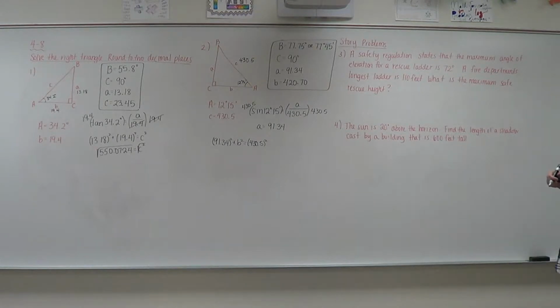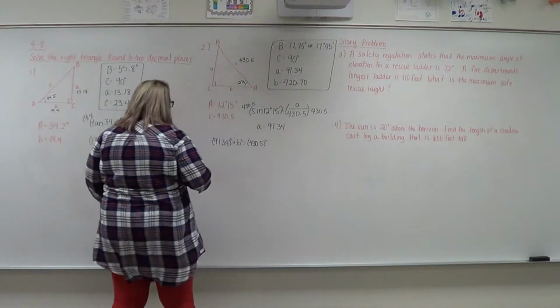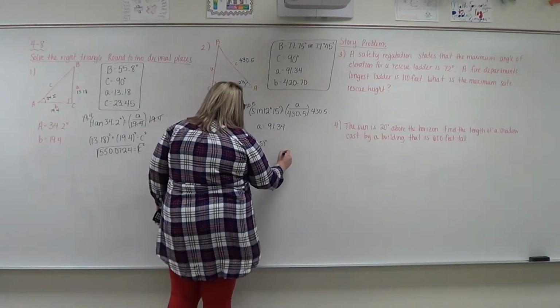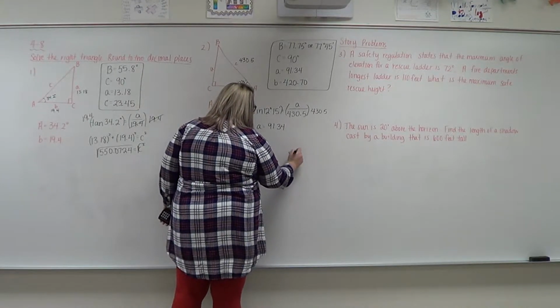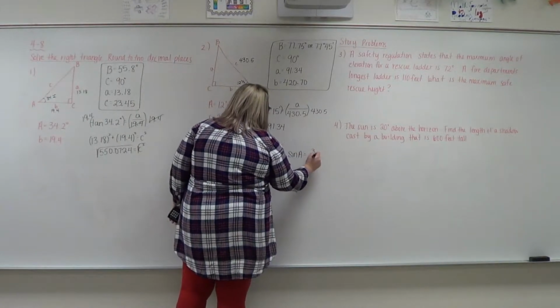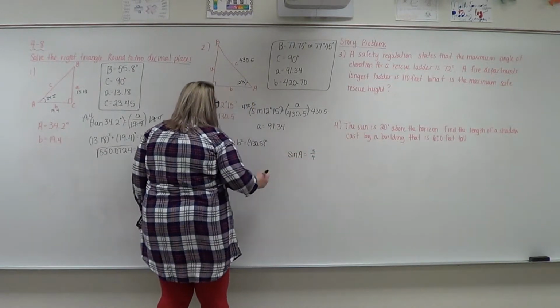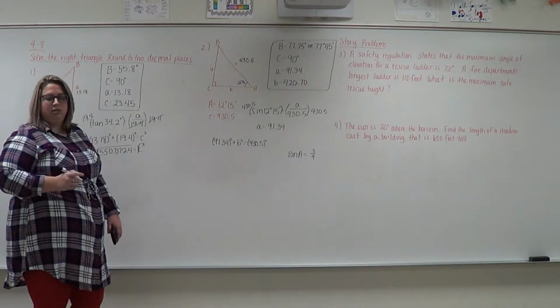Feel okay on those? Alright, the only thing I want to do before we do the story problems, if you're trying to find an angle, like you're only given one, you have to go backward. Let's say you're given sine, and I'm given 3/4. How do I find the angle?